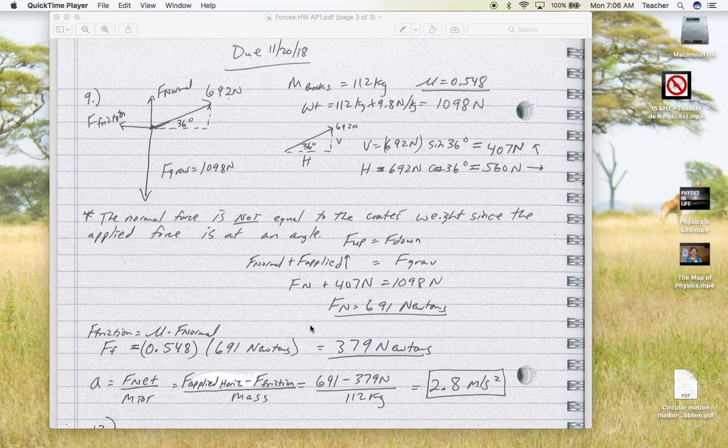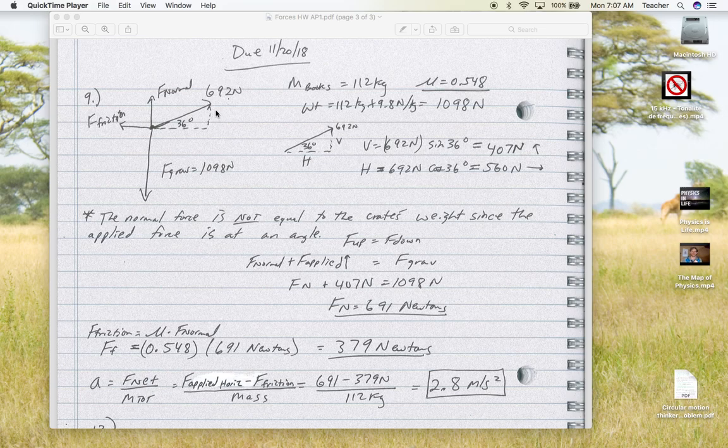So for number 9, in this particular case, this I think is one of the toughest problems. So here's a free body diagram. We've got a mass of an object, 112 kilograms, has a gravitational force downward, so that's m times g again, 1098 newtons. We've got a frictional force acting to the left the way that I've drawn it. Don't know how much that is. We've got an applied force acting up and to the right, and then a normal force upward. Notice that the normal force is not equal to the gravitational force because of this upward force.